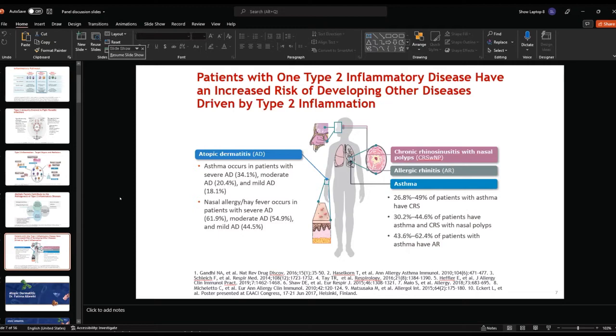So it's important to understand that if a patient has one type 2 inflammatory disorder, they most likely have a second or a third inflammatory disorder.